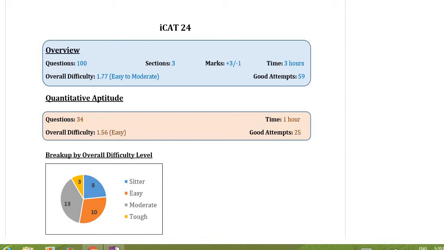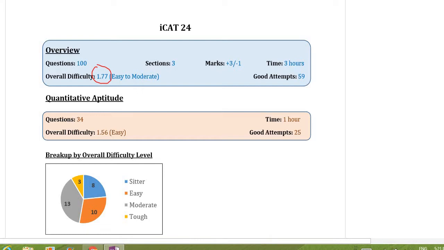Before I move to quant, let me first point out that in this particular mock, the overall difficulty was easy to moderate. For people accessing our video for the first time, this 1.77 essentially implies that each question was slightly easier compared to moderate. What we do is there is an LOD or a level of difficulty ranging from 1 to 3 assigned to each question, where 1 is the simplest. So here it means that each question roughly had an LOD of 1.8. So let's move to quant.